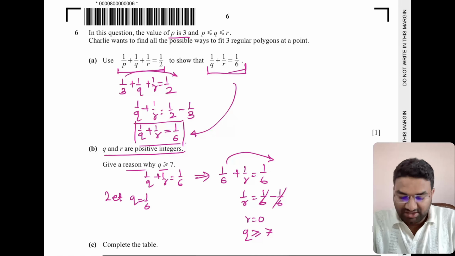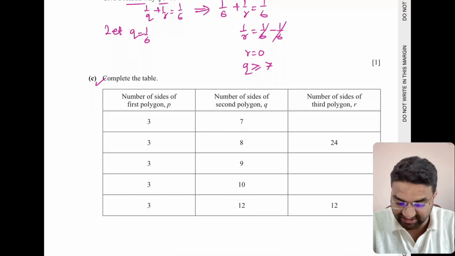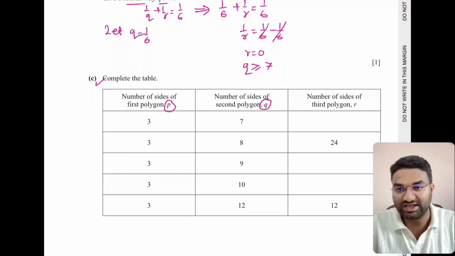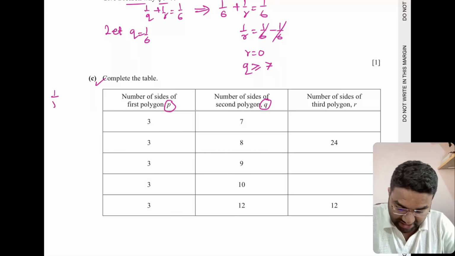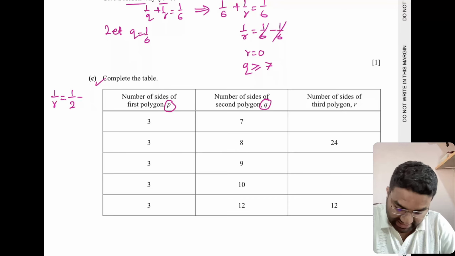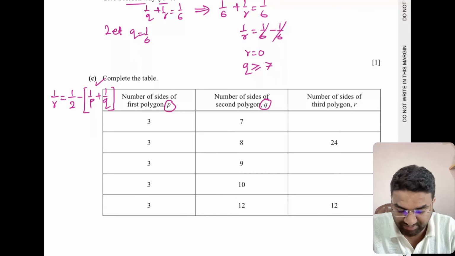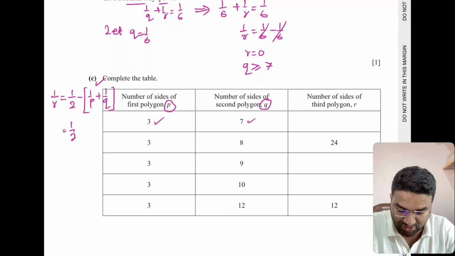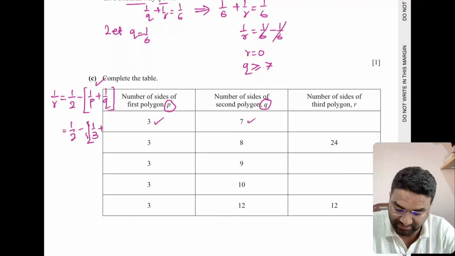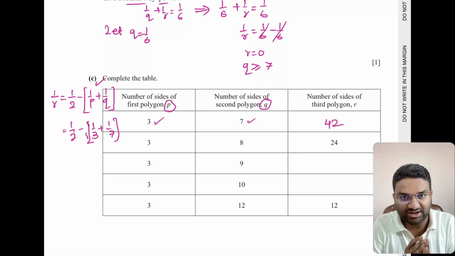All right, next we have to complete this table. To complete this table we have to use the earlier results as well, because the p values and q values are given, right? So we can utilize here 1 upon r is equal to 1 upon 2 minus, in a bracket, 1 upon p plus 1 upon q. That's the result we have to utilize. When we have a polygon with p 3 and q 7, if you put it in this equation, 1 upon 2 minus 1 upon 3 plus 1 upon 7, r will be 42. I have already calculated it, so it's easy to answer here.